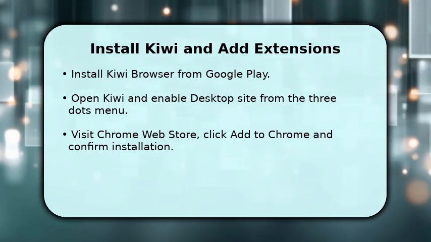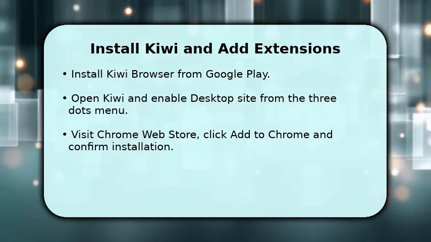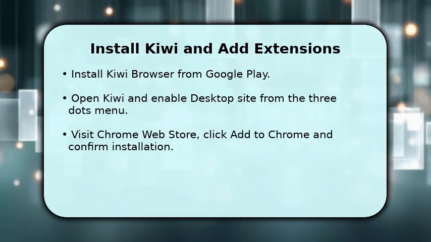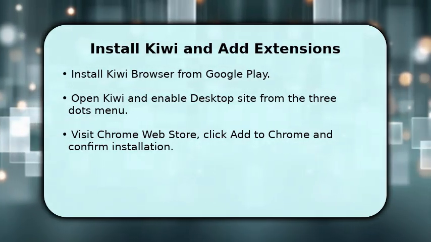Find the extension you want and click Add to Chrome to begin installation. Confirm any permission prompts to complete the install. After installation, the extension should appear in Kiwi's toolbar or extension page.